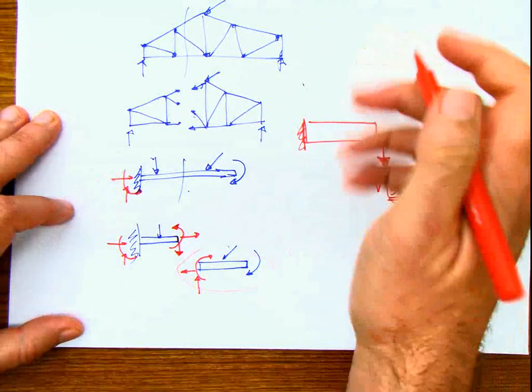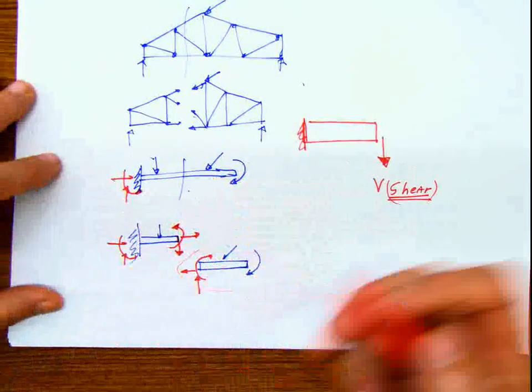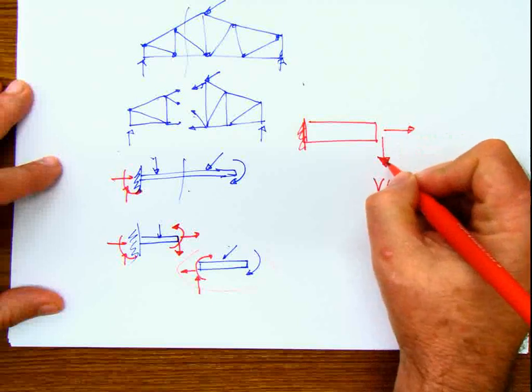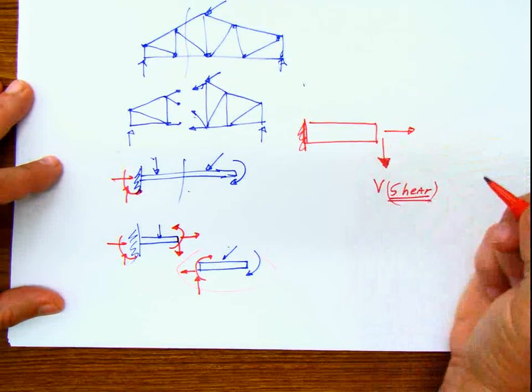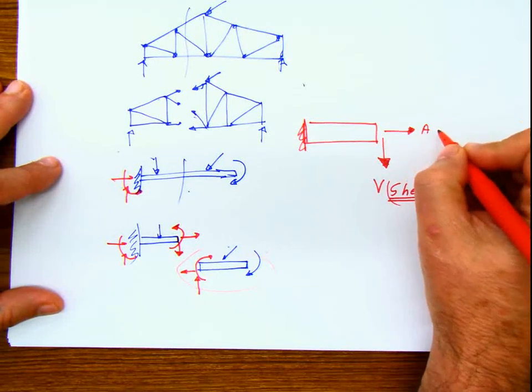Shear, because it tries to cut it in two parts, separate two parts like this. This other force acting here acts perpendicular to the cross-sectional area. This one, this force, is called axial.